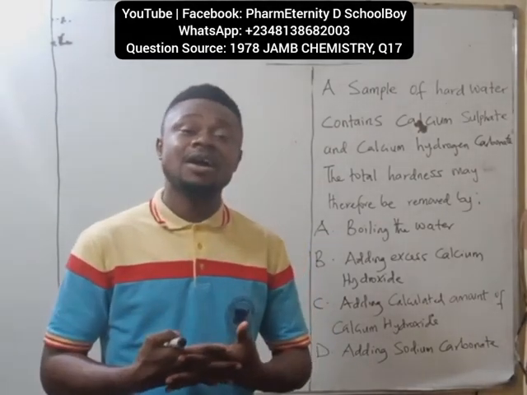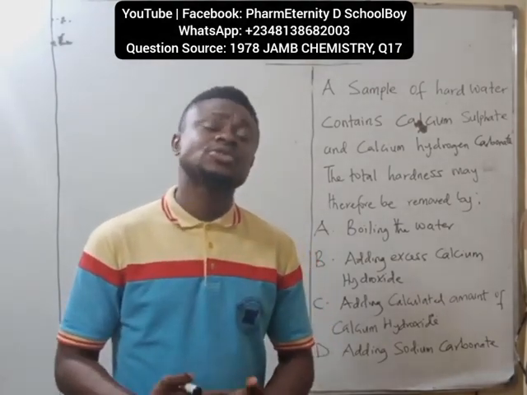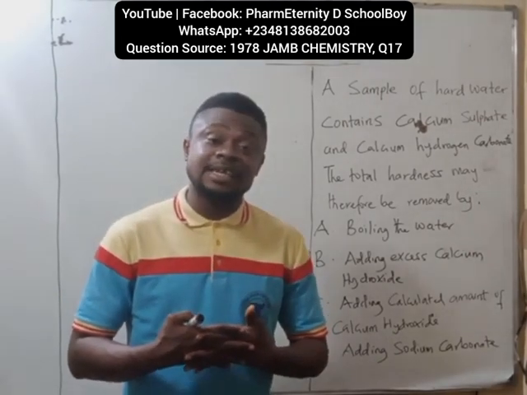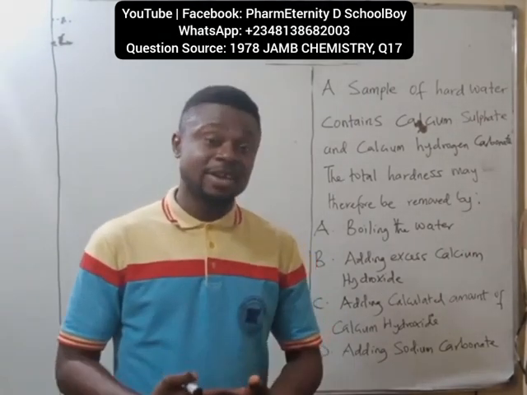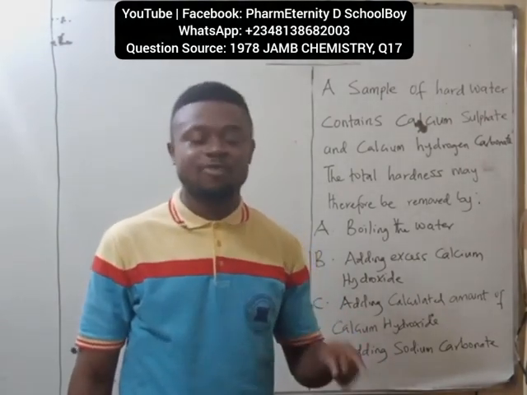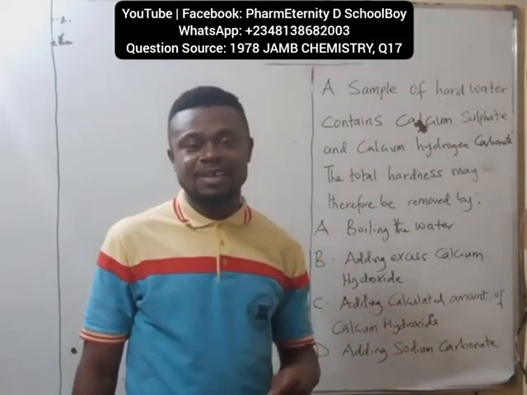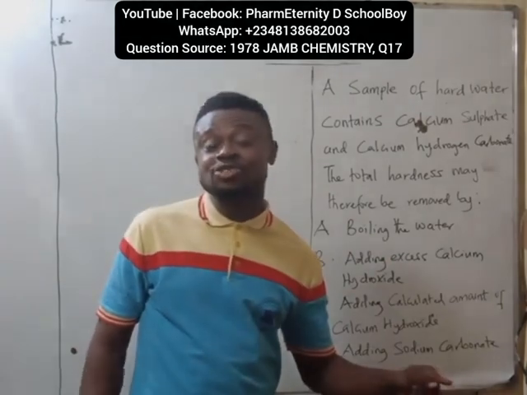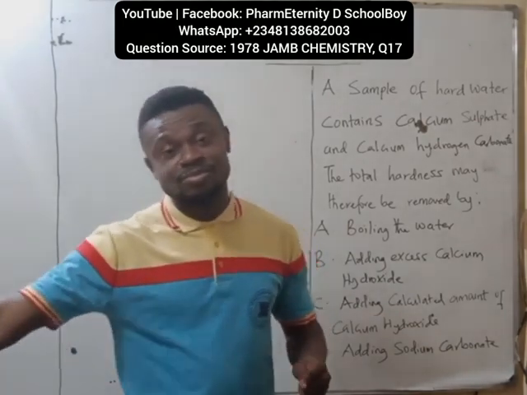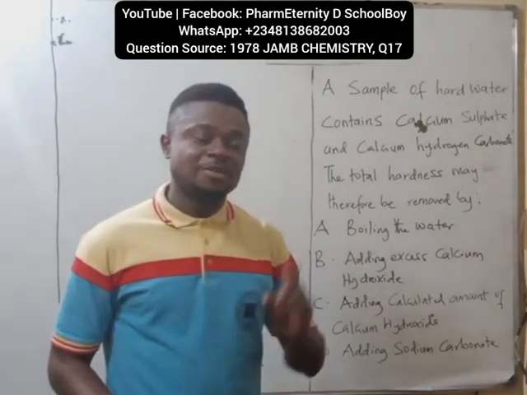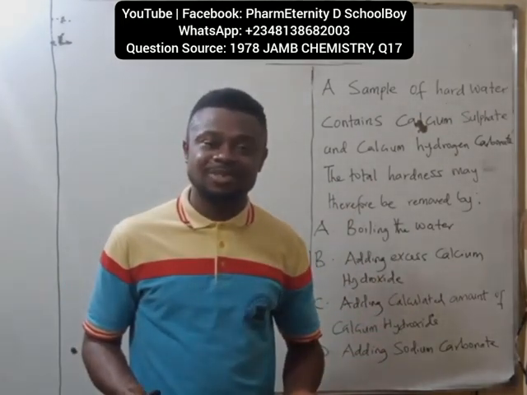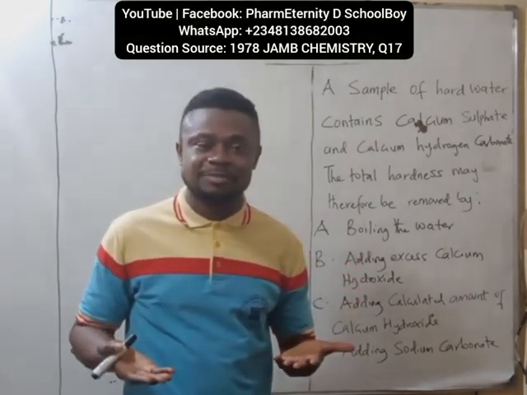So as you are washing your clothes using a hard water and you are using the sodium octadecanoate soap, what happens is that the sodium will displace calcium from calcium sulfate, forming calcium octadecanoate and sodium sulfate. Now, the calcium octadecanoate is insoluble. It will come out as a precipitate.